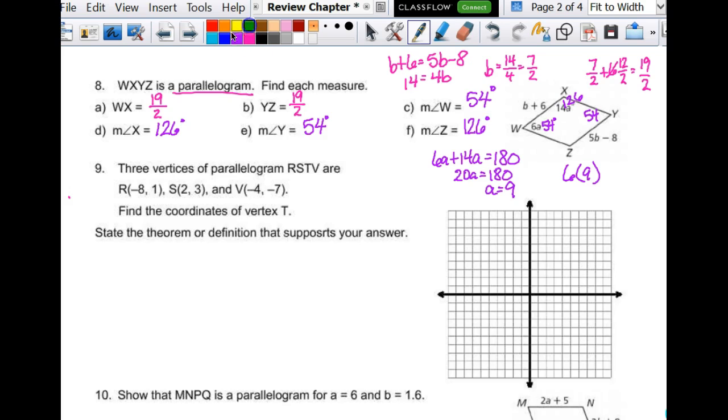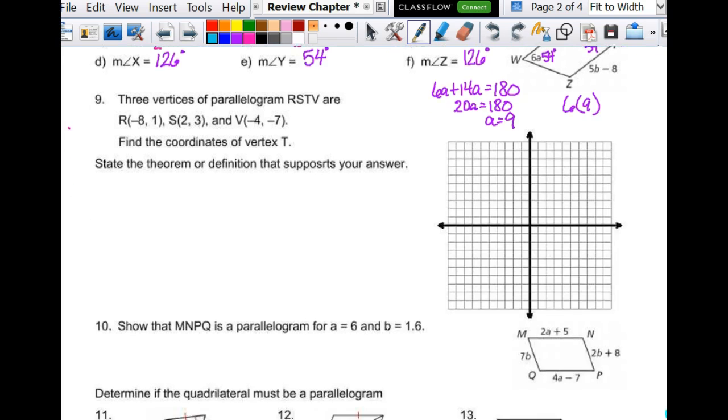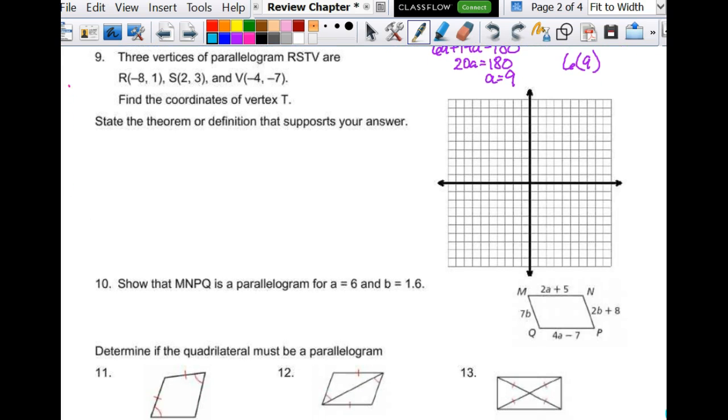All right, so number 9 says 3 vertices of parallelogram RSTV are these right here. So R is at negative 8, 1, so this is R. Negative 8, 1. S is at 2, 3, and V is at negative 4, negative 7.